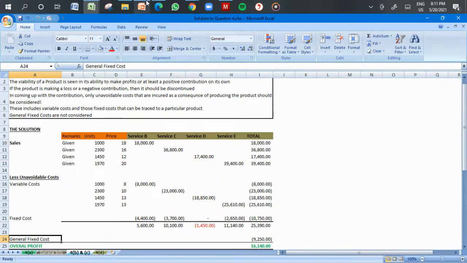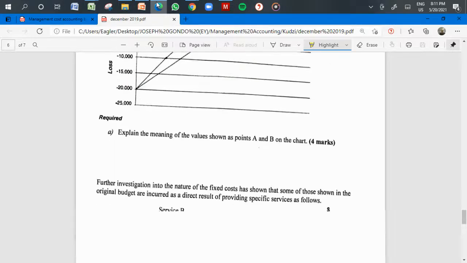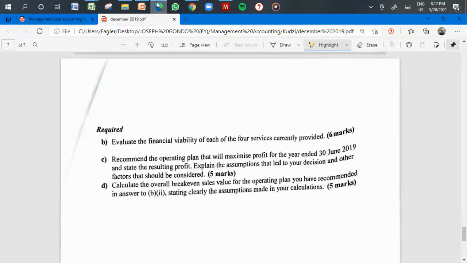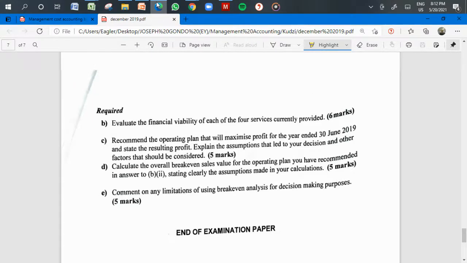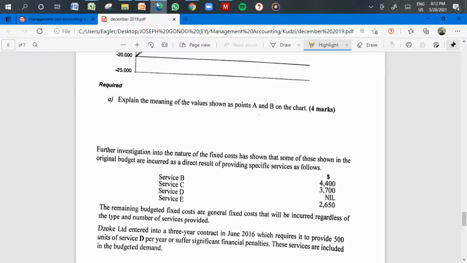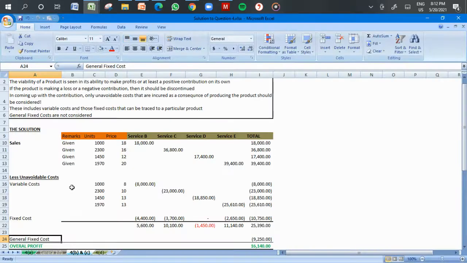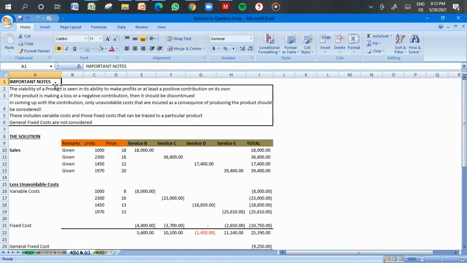Then question B was saying, after this information, evaluate the financial viability of each of the 4 services currently provided, which are services B, C, D, and E. So I had to do these calculations. So we had service B, service C, service D, and service E.